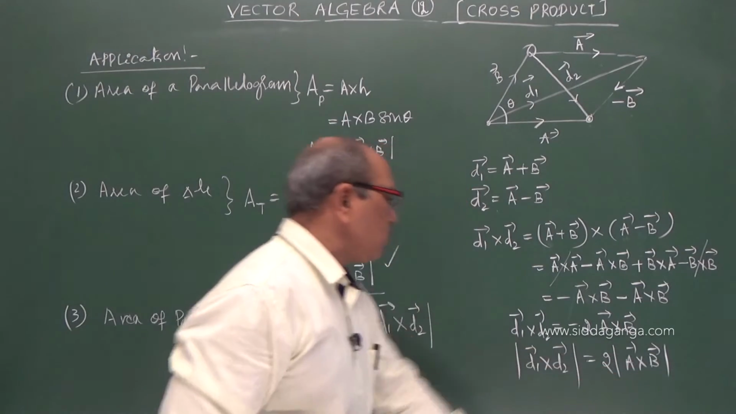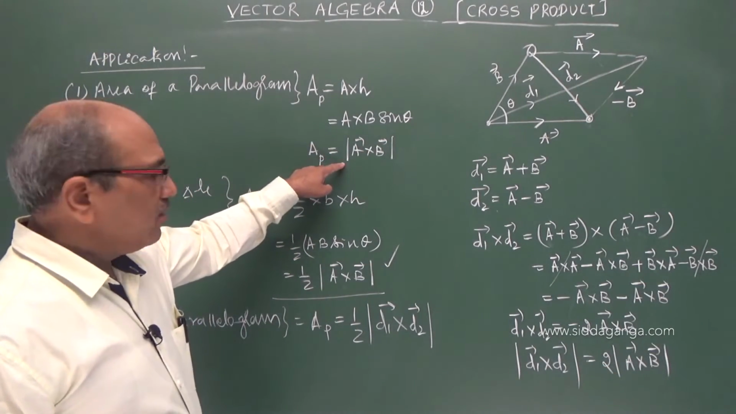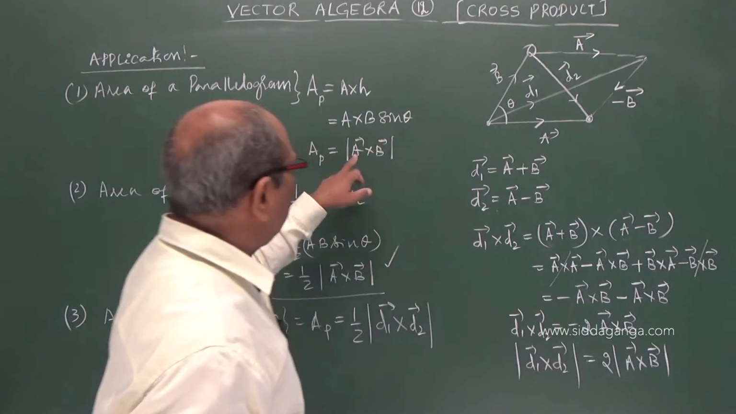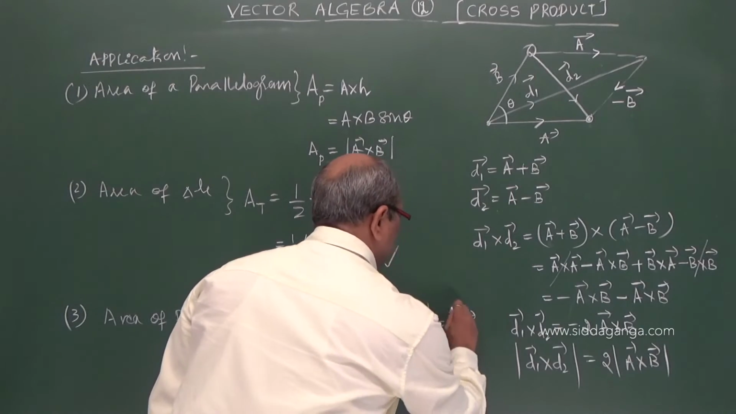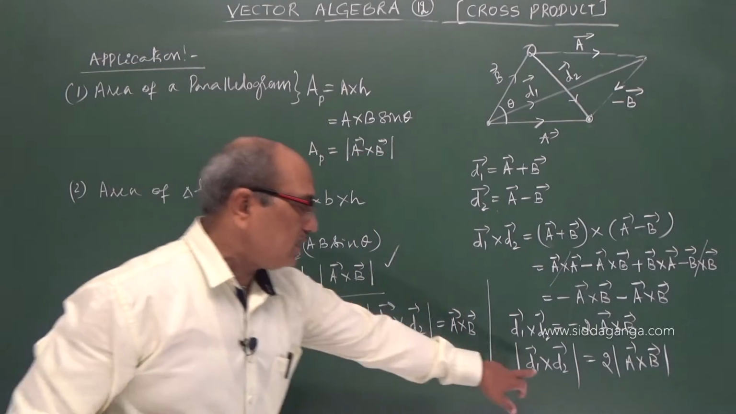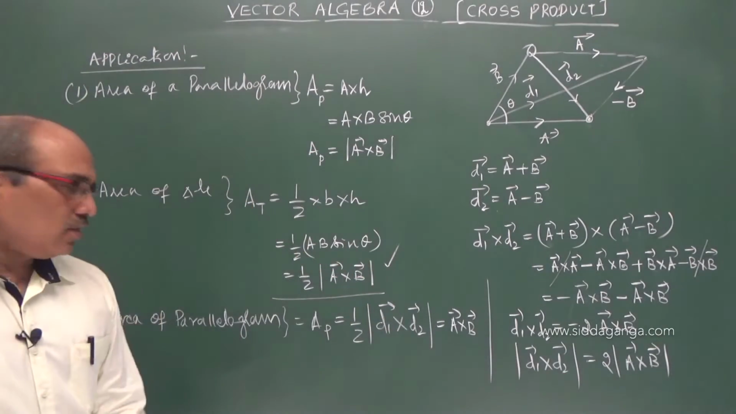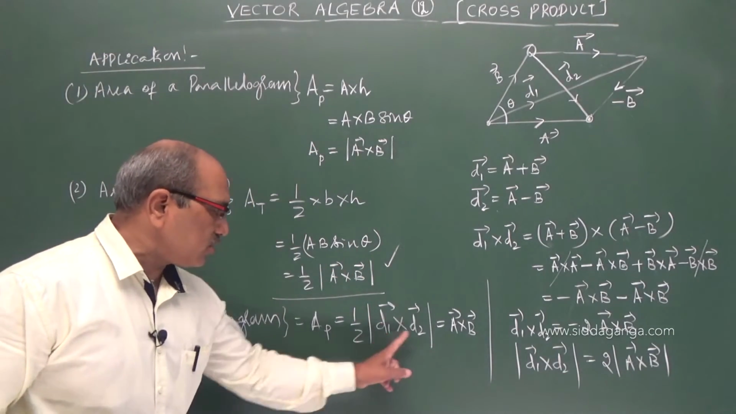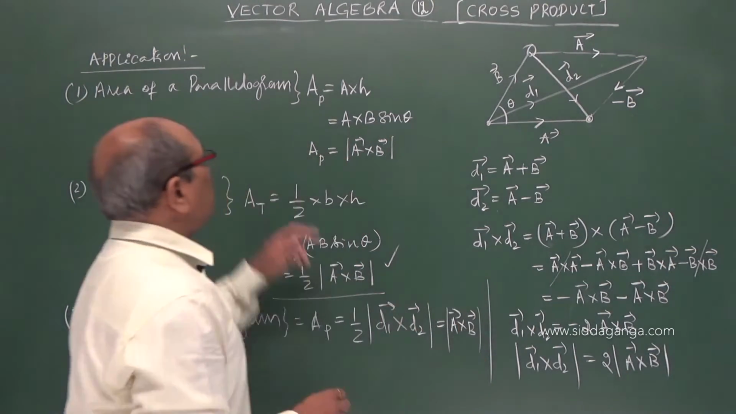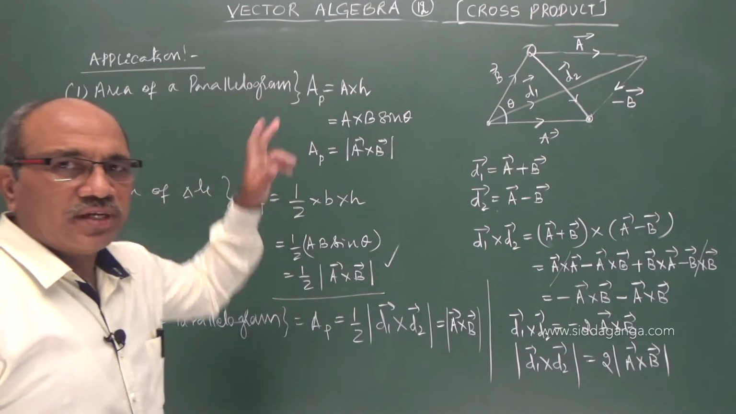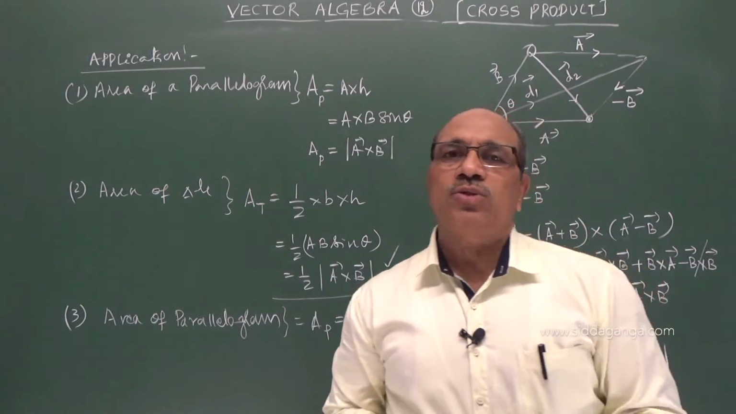What is a cross b now? It is the area of the parallelogram. From this relation, a cross b equal to 1 by 2 into d1 cross d2, where this a cross b is equal to the area of the parallelogram. So please remember these three relations, which help you get direct solutions in physics problems.